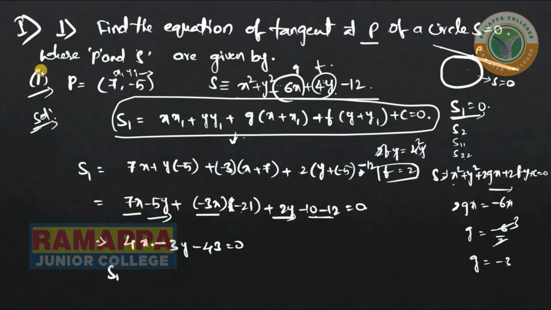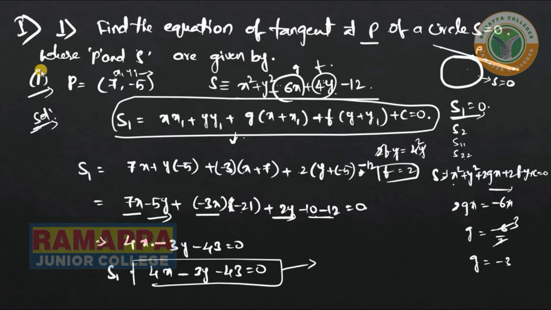So S1 we got is 4x minus 3y minus 43 equal to 0. This is the answer of the question, the equation of the tangent at P of the circle S equal to 0. Now move to the next question.